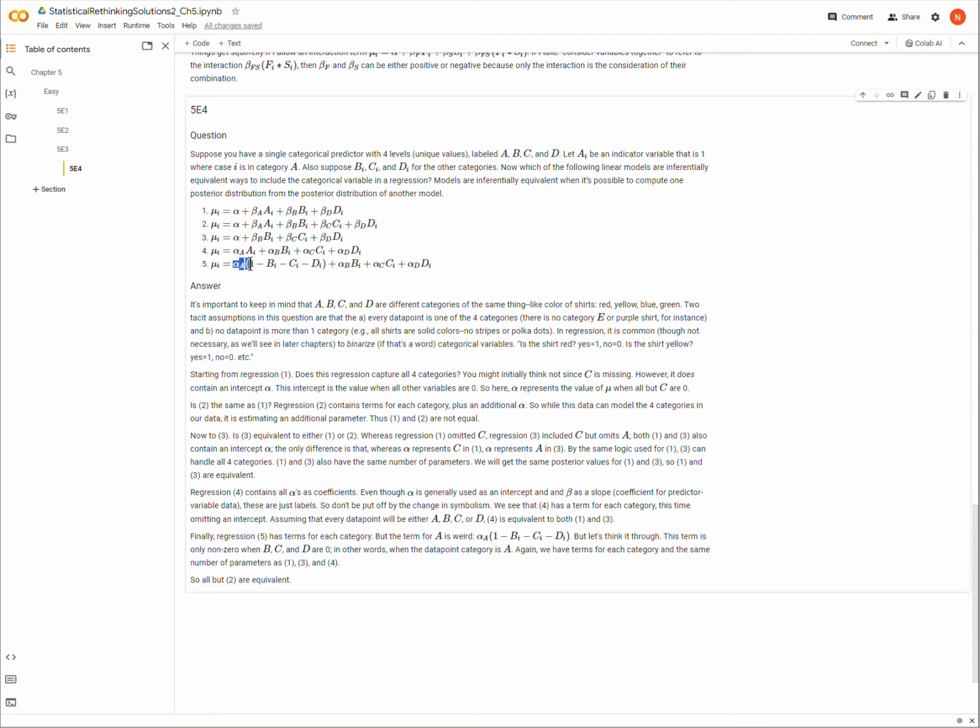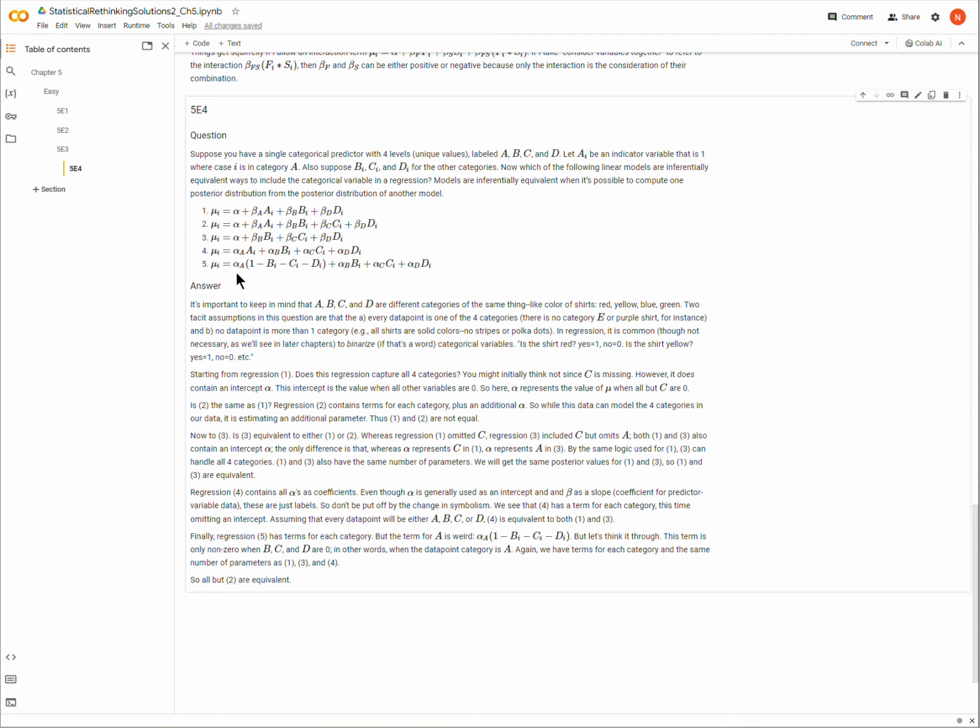So again, ultimately what we want this term to be is either 0, right, because the data point is not A, or we want it to be 1 times the coefficient, right, if it is A. So when I look at this, what happens when the data point is actually A? Well, then we have alpha A times 1, but that would mean that BI, CI, and DI are all 0, right? Because the data point is A, so that means it's not B, C, or D.